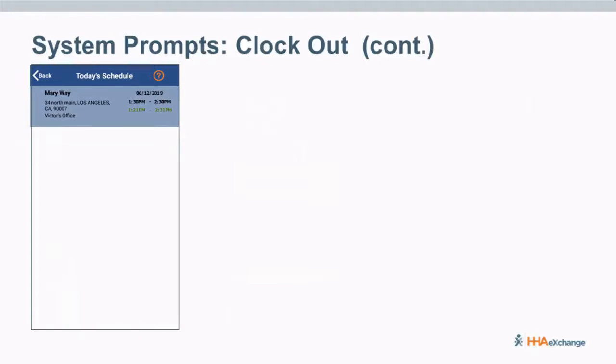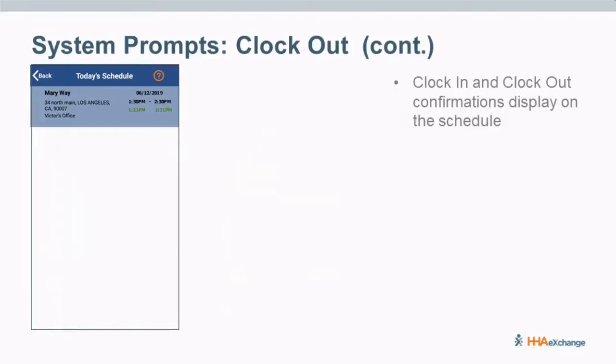Once confirmed, the clock in and clock out confirmation times display on the schedule. If the times match the actual appointment times, they will appear in green. If the clock in and clock out times are different, they will appear in red.